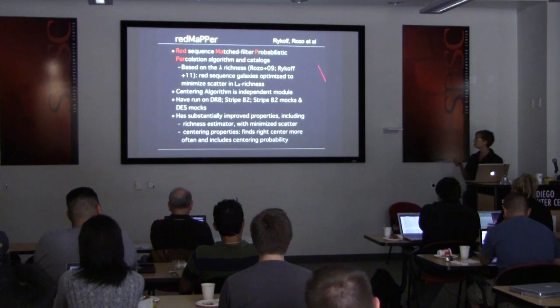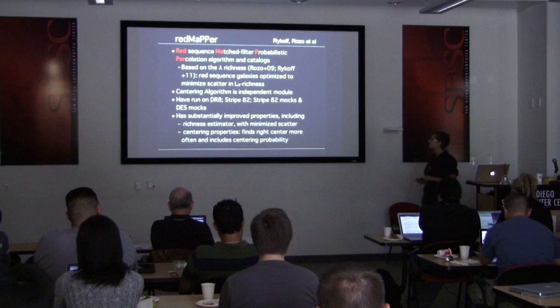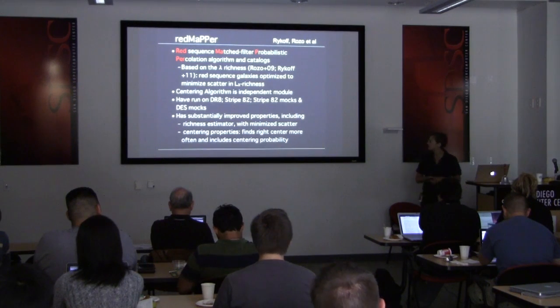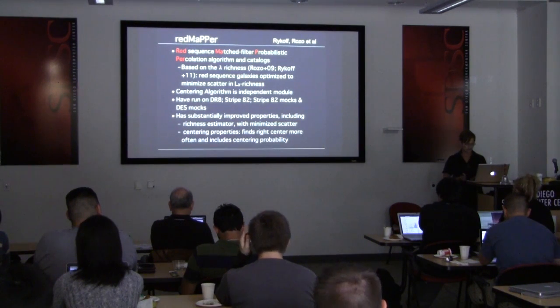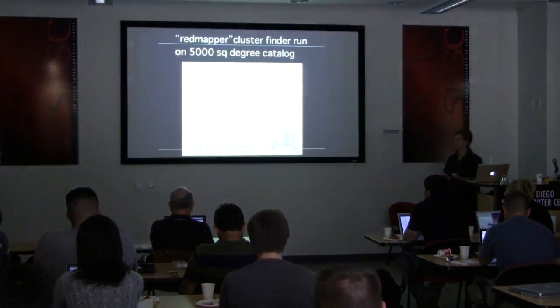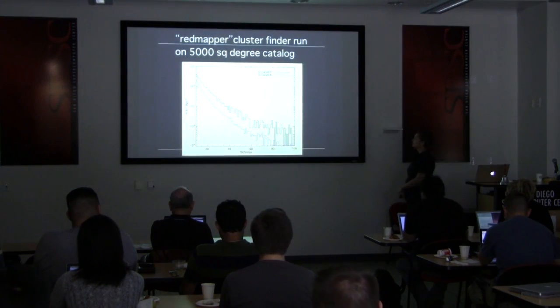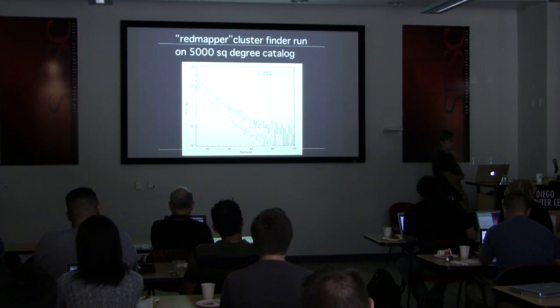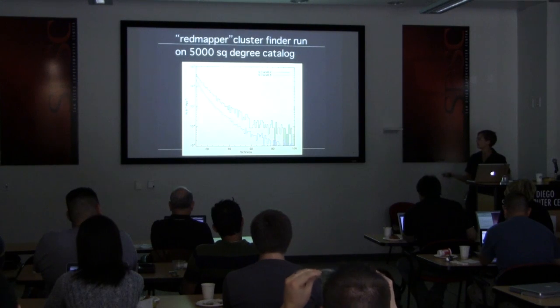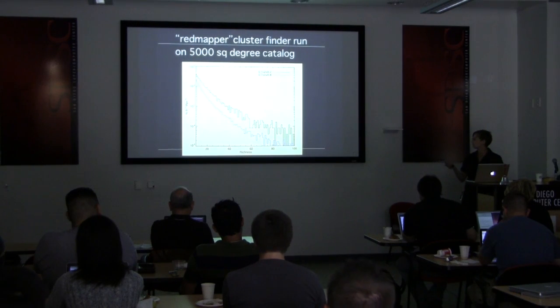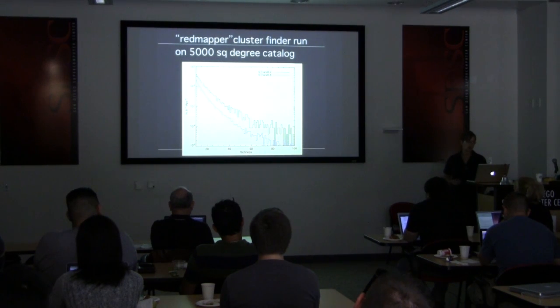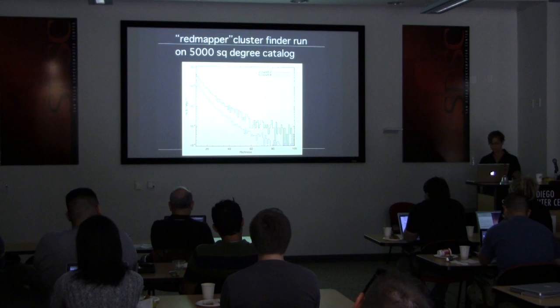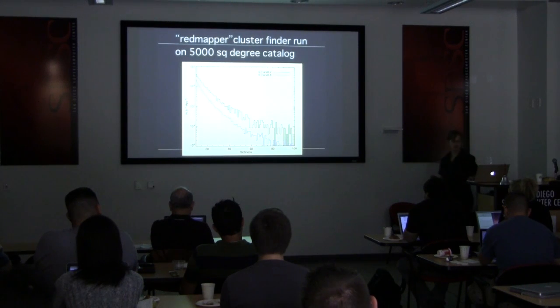Okay, so this cluster finder has been run on a lot of data, a lot of mocks. We've substantially improved the properties of these. And this is an example of what this cluster finder outputs from the simulations that I told you about yesterday that we've designed for the Dark Energy Survey. This is just the richness function, so it's the number of clusters as a function of essentially their number of bright red galaxies.